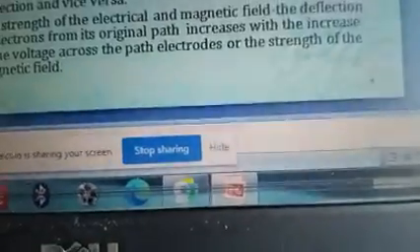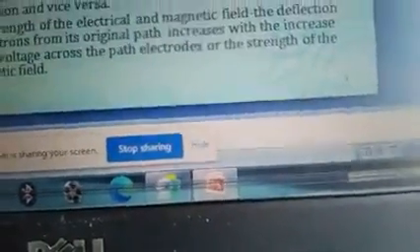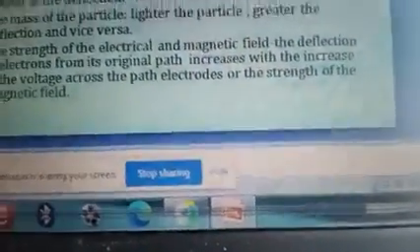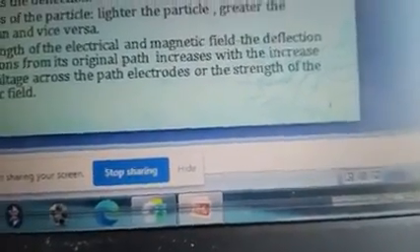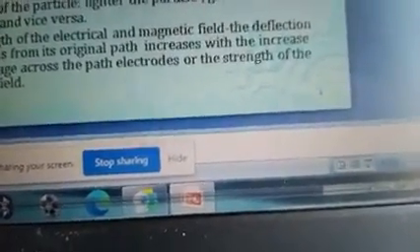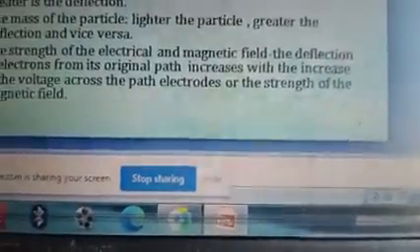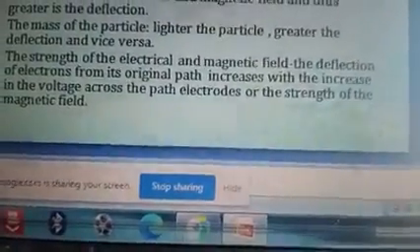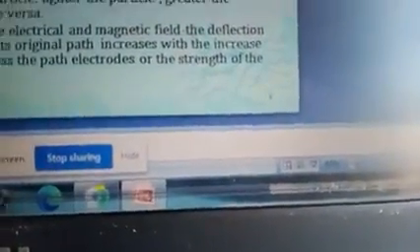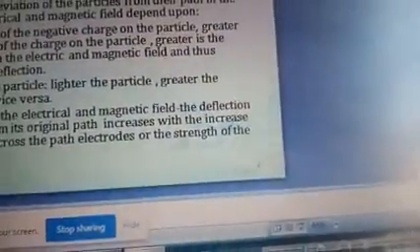So if the voltage increases, then this deflection increases, or if the strength of the magnetic field is increased, then the deflection increases. This is what we can conclude in the charge to mass ratio.